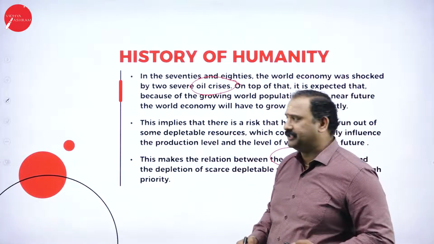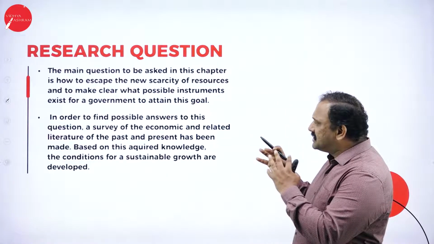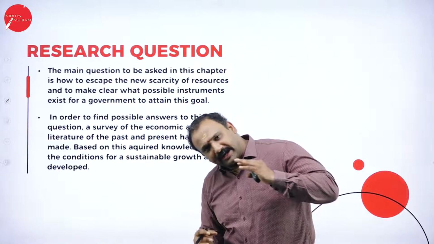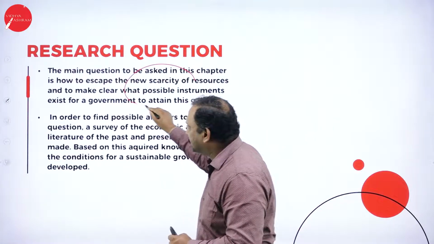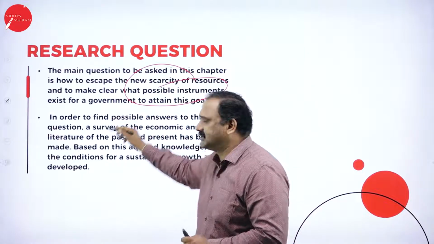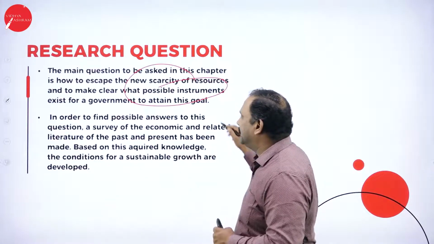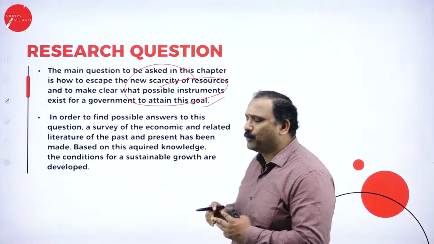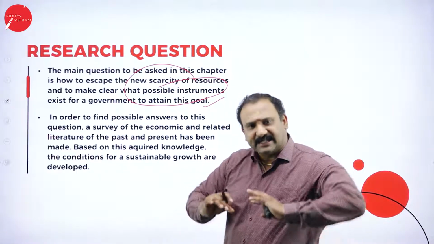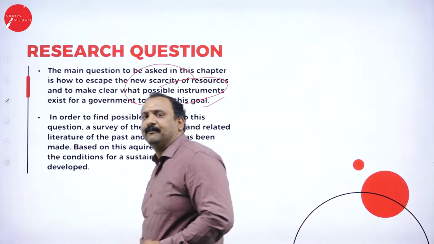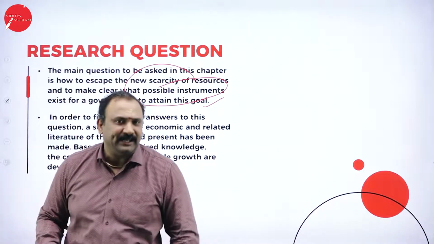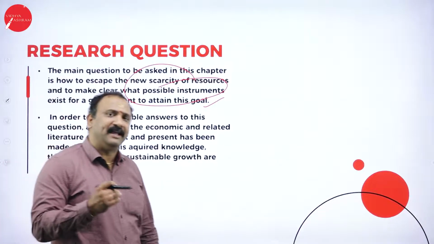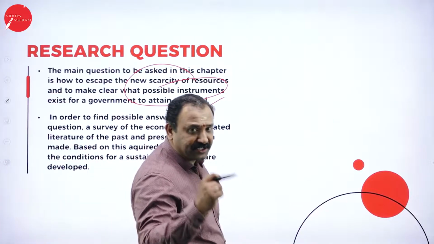Followed by a research question which I would like to take you through. The main question to be asked in this chapter is how to escape from a new scarcity and to make clear the possible instruments for a government to attain its particular goal. Now let's take the Indian government itself. The government of India has spent billions of rupees in making India a modernized nation.